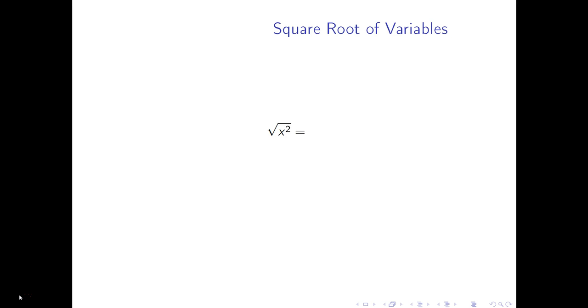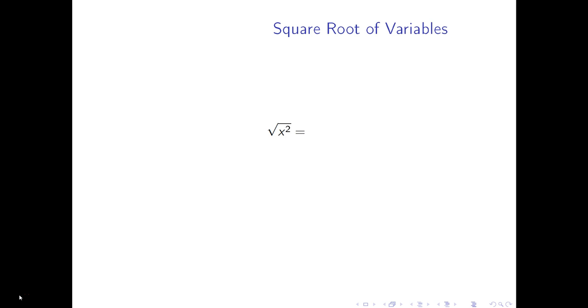Welcome to the third part for 8.1 and 8.3. I want to talk about some general examples of simplifying rather than just taking the square root of things. In other words, what happens when we have to deal with the square root of a variable? Specifically, if we have the square root of x squared.